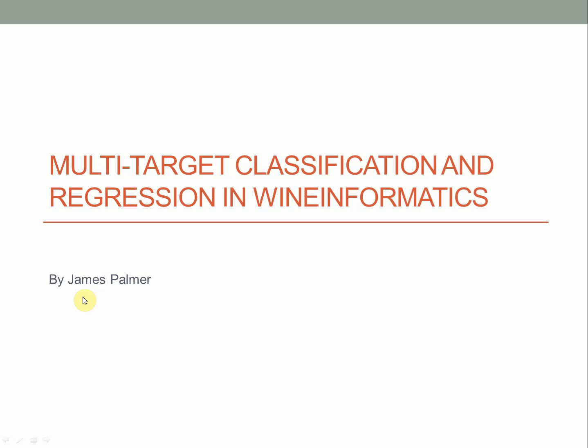The title of the thesis indicates multi-target classification and regression in Wineinformatics. So there are several keywords. One of the keywords is, of course, the application domain that we want to talk about, Wineinformatics. The other one is multi-target. That indicates that we want to predict not only the grade, but also the price as well as the region. Since we are looking at 3 different labels to do the prediction, that falls into the category of multi-target.